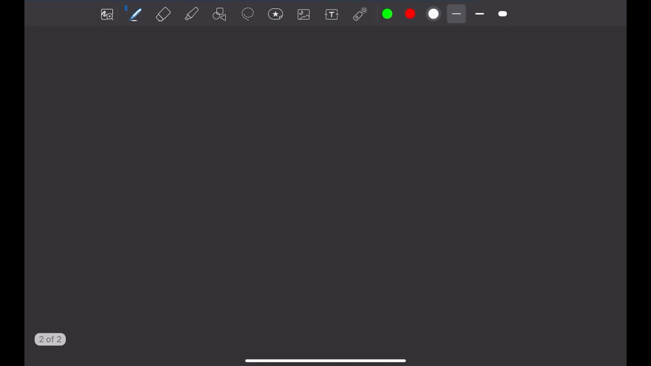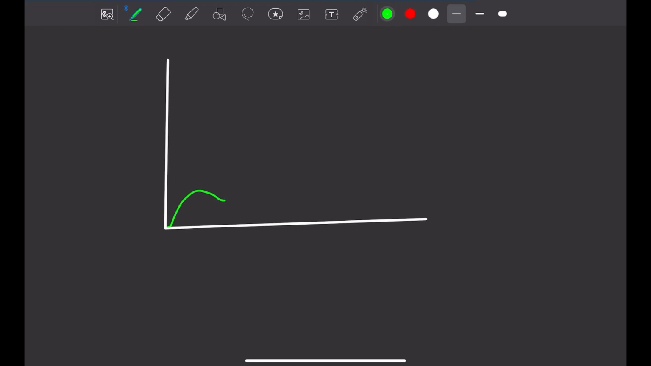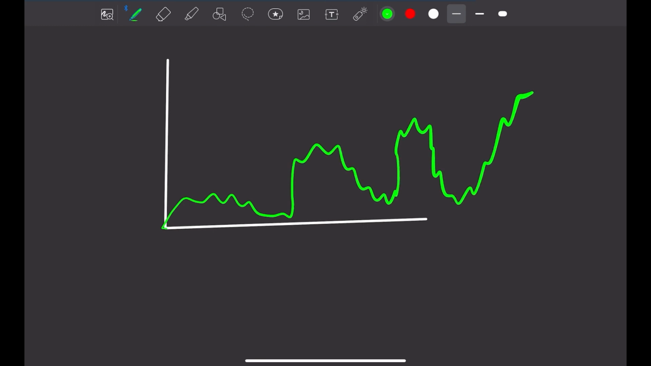So let me explain how the markets open and close. Okay, so stock market. Your portfolio probably looks something like this when you start off. Actually, no. When you start off, it looks like this, just a straight line because you have $0. But then after you start investing, your portfolio will look something like this. It goes up, down, up, down.